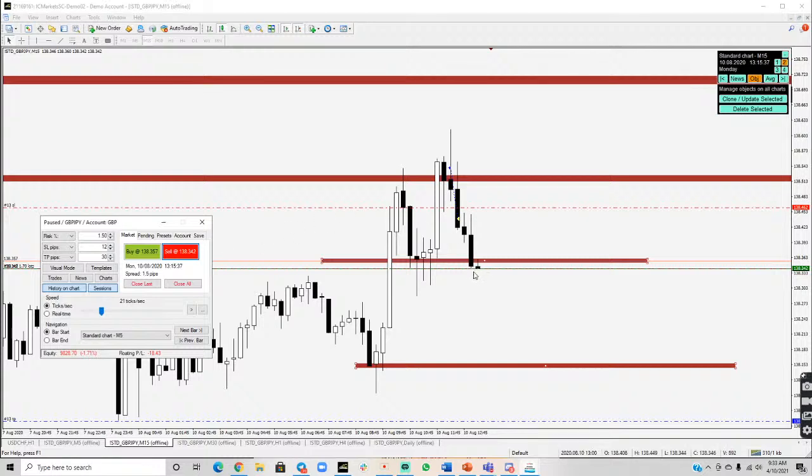So if this 15-minute candle closes back in the range, or if it starts to break the body of the candle here, I'm going to close 50% of the position in managing risk.